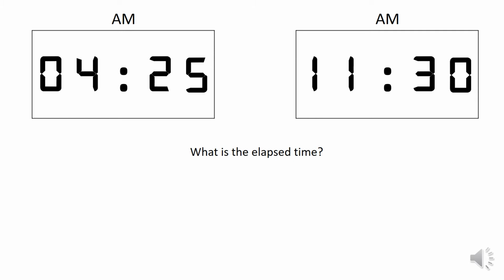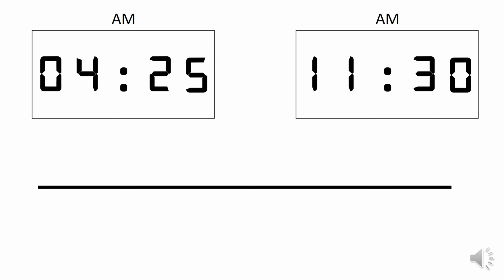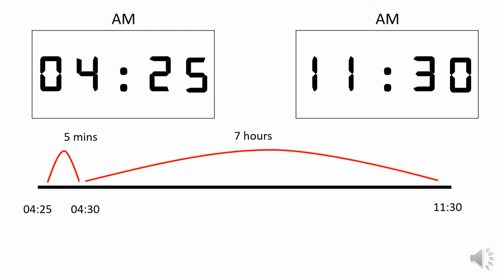What's the elapsed time here? I've got 4:25 in the morning and 11:30 in the morning. Take a pause in the video and have a quick go. First I draw my number line, put my 2 times on. I'm going to jump for 5 minutes first, and that gets me to 4:30. I can then jump on 7 hours, that gets me to 11:30. You can obviously do smaller steps if you need to. I'm just counting on. So 7 hours plus 5 minutes is 7 hours and 5 minutes.